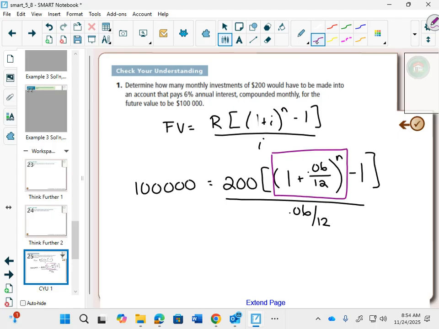N is in the exponent. We're going to need to use our logs and our log laws. But things are going to be easier for us if we first get that power by itself. So I just sort of have to undo order of operations. What would I do first? I want to get rid of this 0.06 divided by 12. How would I do that? I would multiply both sides by 0.06 over 12. And if I do that, I get 500.